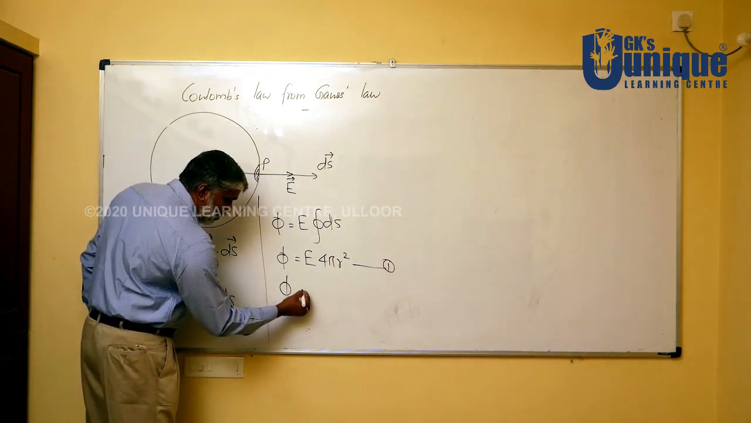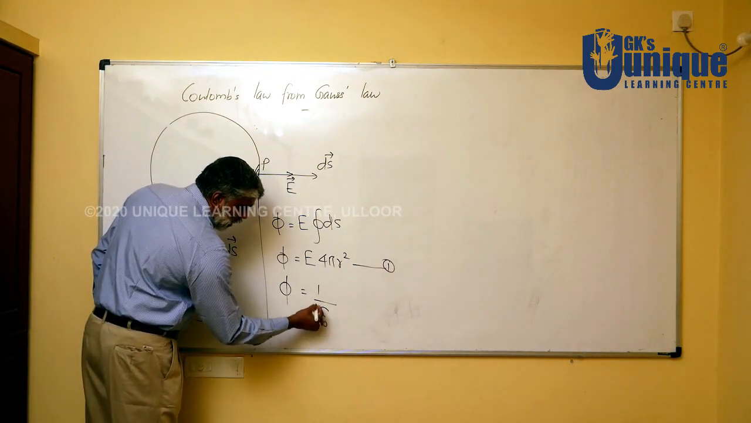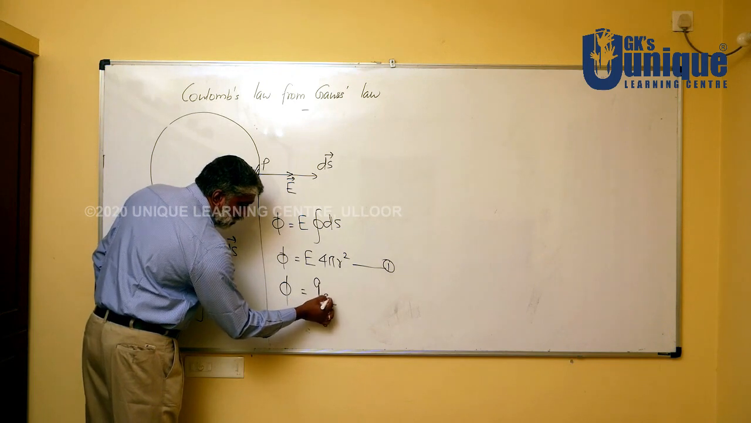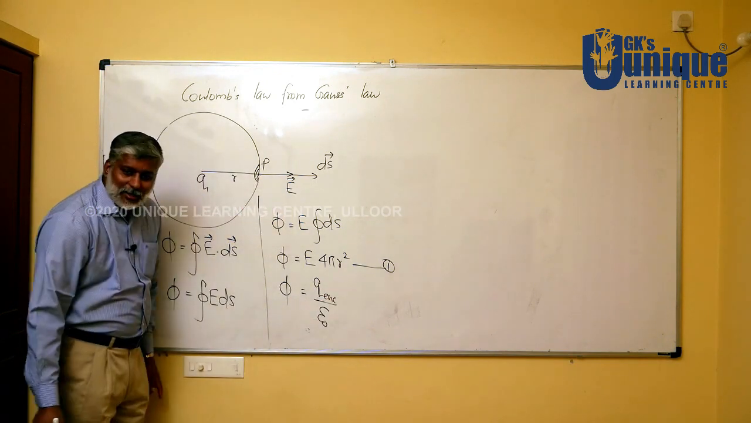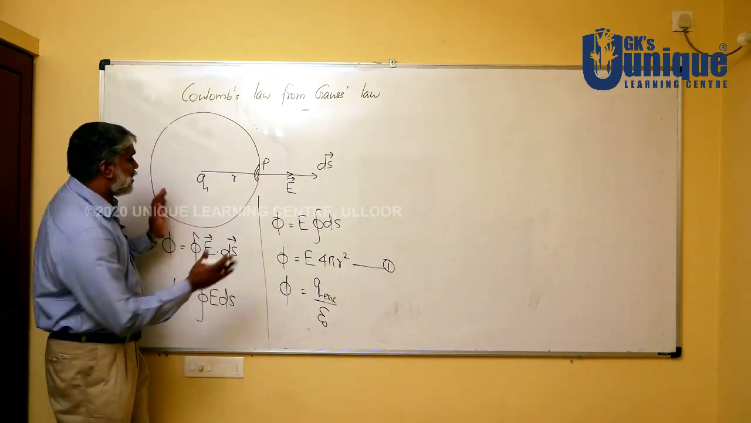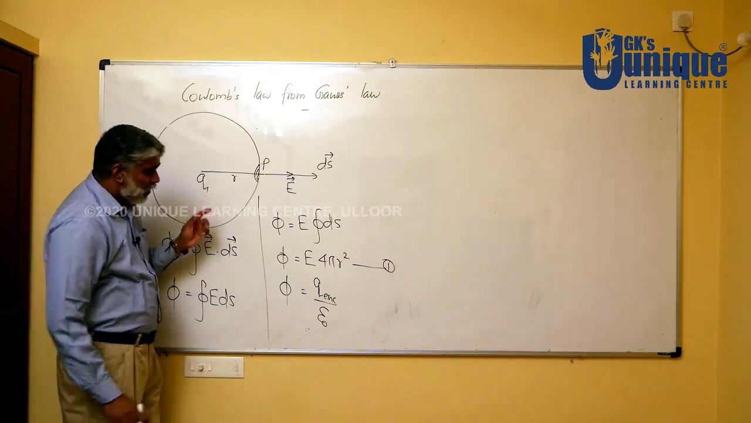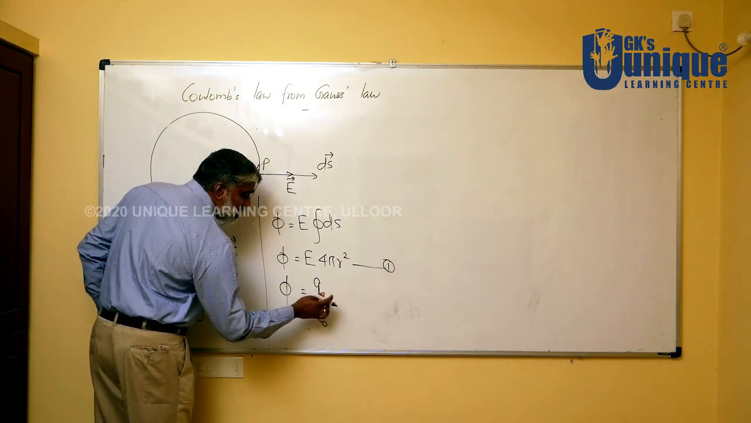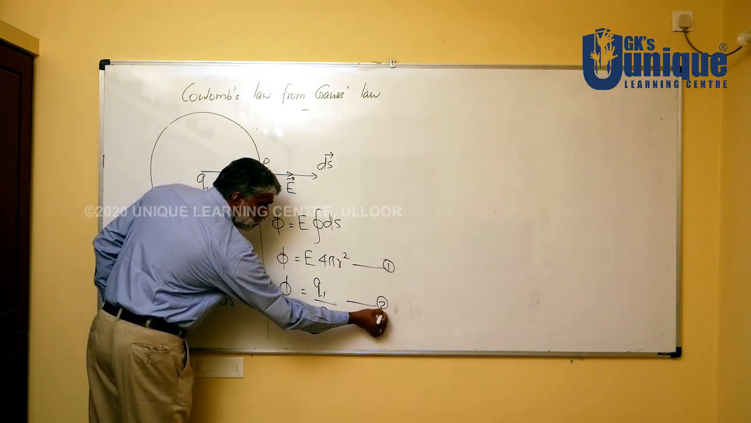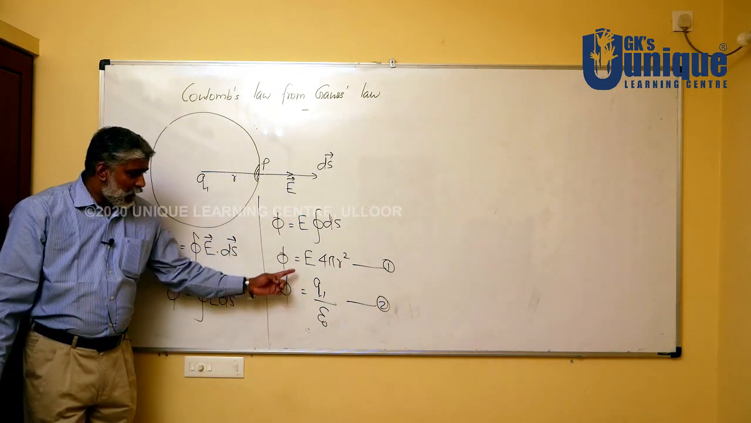Then by Gauss theorem, what is flux? Flux is equal to 1 by epsilon 0 times the total charge inside. Am I right? Charge enclosed. Charge enclosed means charge inside. So what is the charge inside the Gaussian surface? It is Q1. So instead of charge enclosed, you write Q1. Equation number 2. See, LHS same, RHS equated.